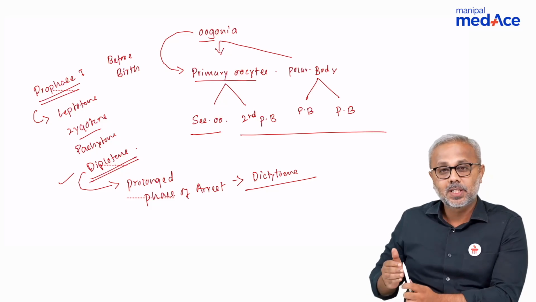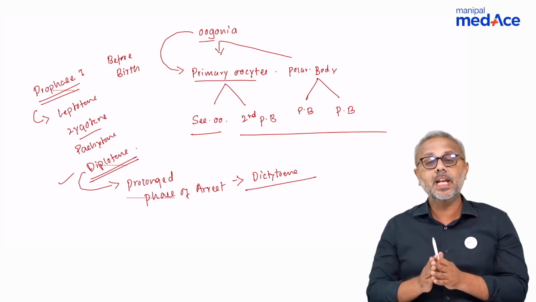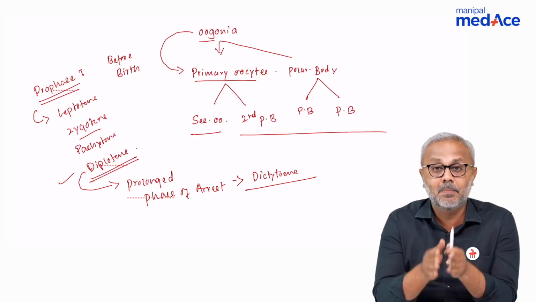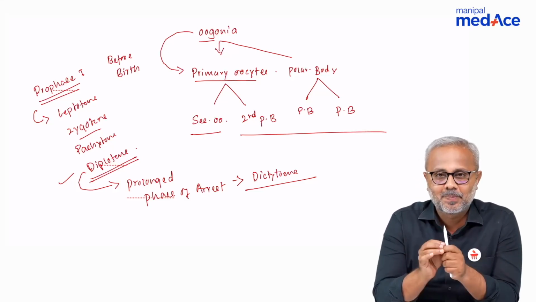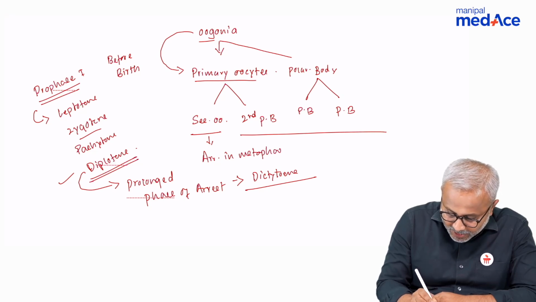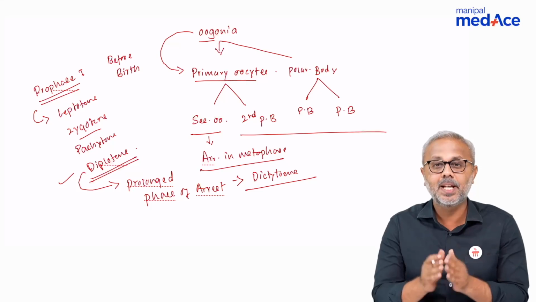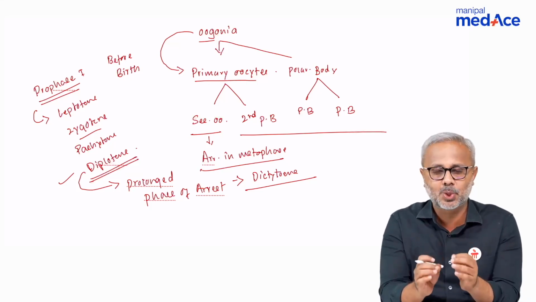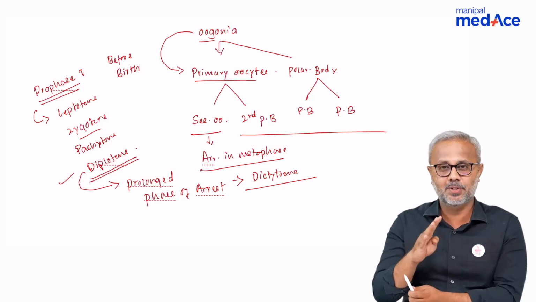So the secondary oocyte enters into the second meiotic division only to get arrested again, but here the arrest occurs in metaphase. Remember, the secondary oocyte will get arrested in metaphase. Now, when exactly is this cell division complete? This is complete only after the entry of spermatozoa, or fertilization.